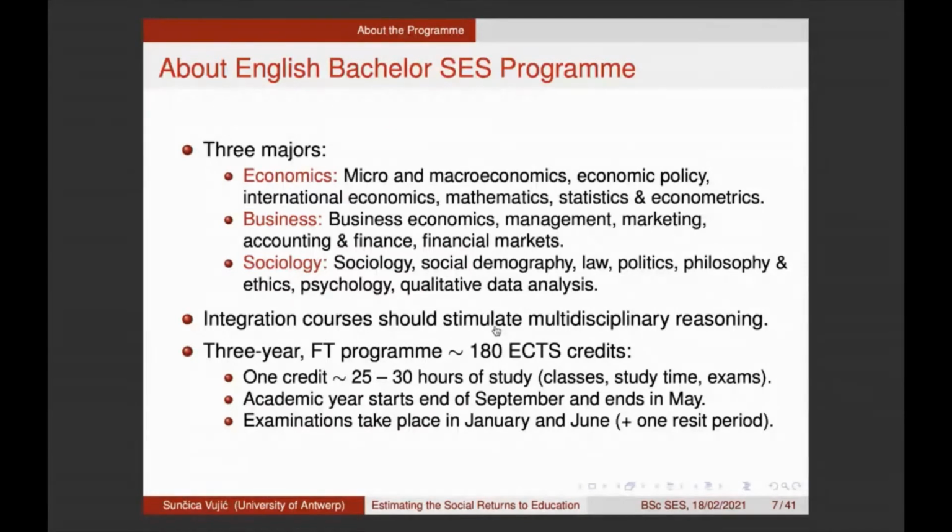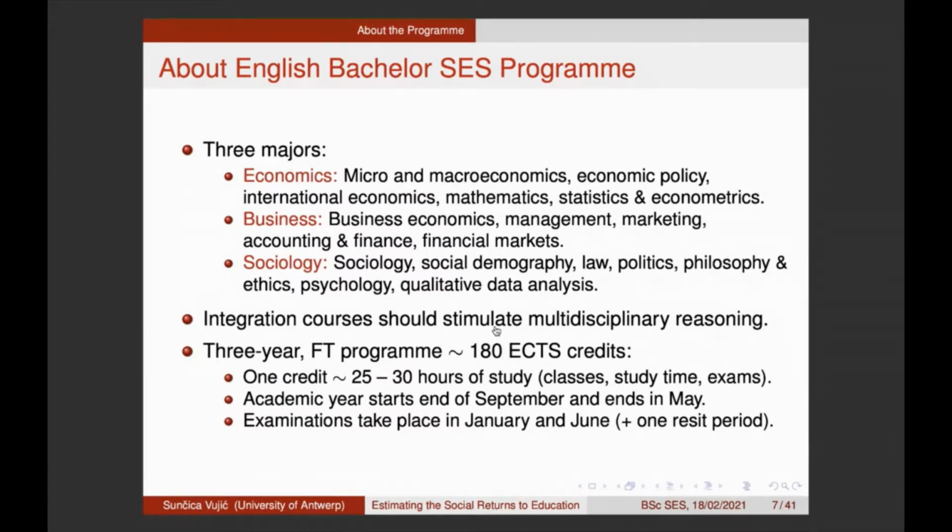So some practical information. This is a 3-year full-time program, so it has 180 credits. If you ask yourself what these credits mean, 1 credit is equivalent to 25 to 30 hours of study.